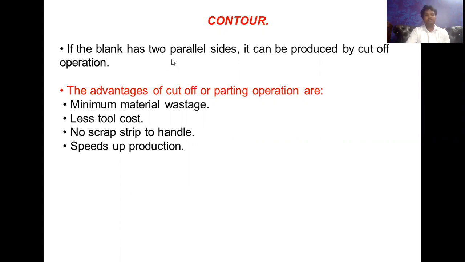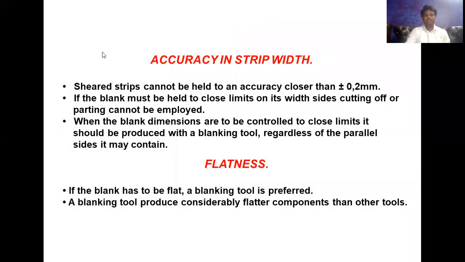If the blank has two parallel sides, it can be produced by a cutoff operation. The advantages of cutoff or parting operations are minimum material wastage, less tool cost, no scrap strip to handle, and speeds of production. So the contour should be such that it has two parallel sides, so it can be produced by a cutoff operation with minimum material waste, less tool cost, no scrap strip to handle, and it speeds up the production.